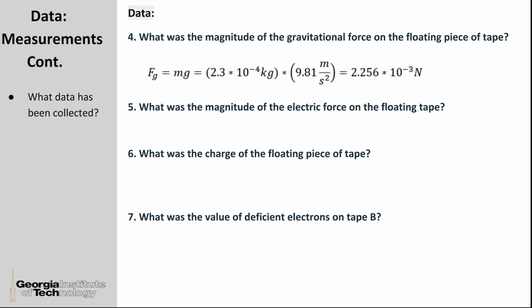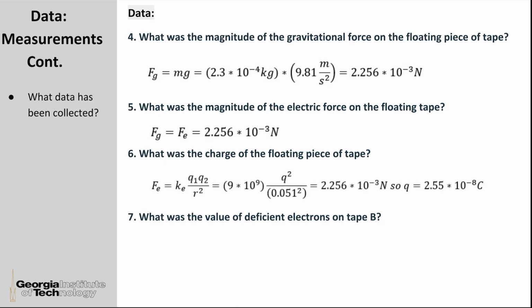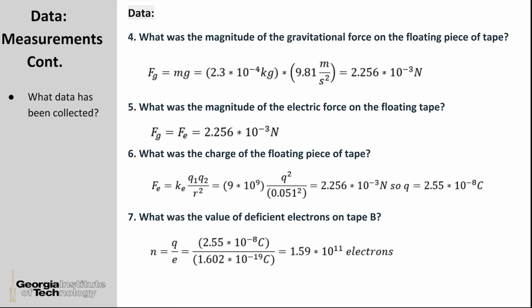We know that the sum of the forces in the y direction for the upper tape was 0, which means that the gravitational force is equal to the electric force, giving us that same value of 2.256 times 10 to the negative third newtons. We can then plug that value into the electric force equation to derive the charge of the floating piece of tape. That number is then plugged in and divided by the standard charge of an electron, giving us the total number of electrons, which means tape B has a deficiency of 1.59 times 10 to the 11th electrons.